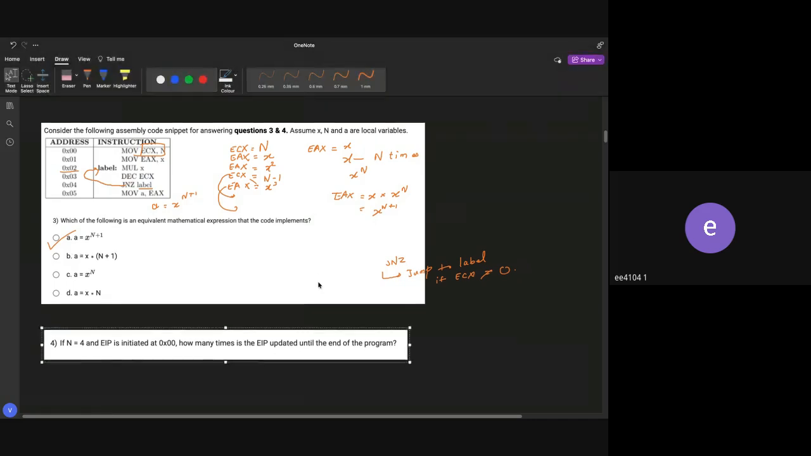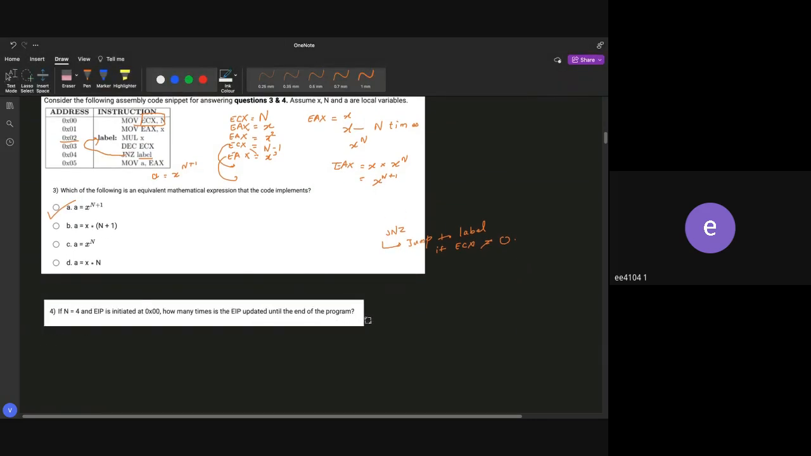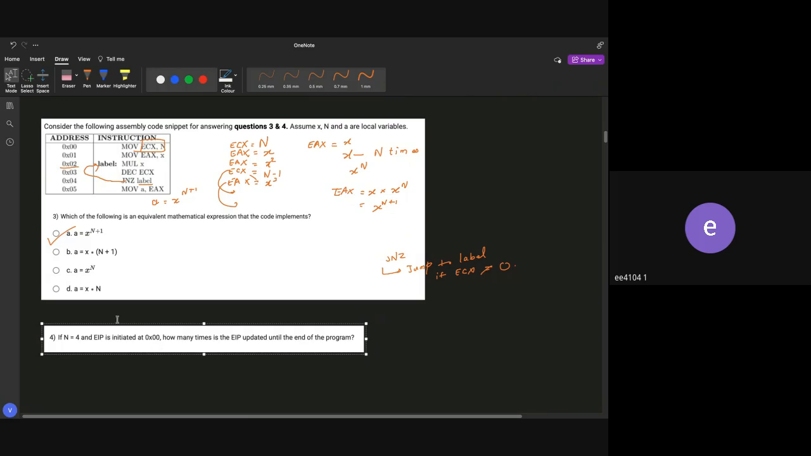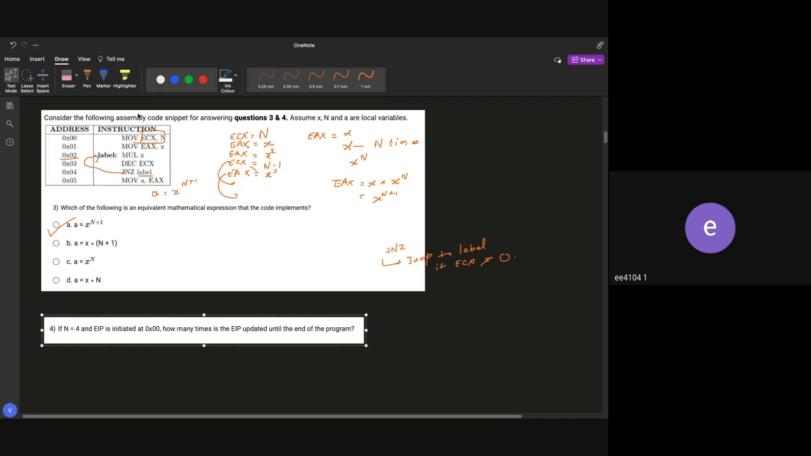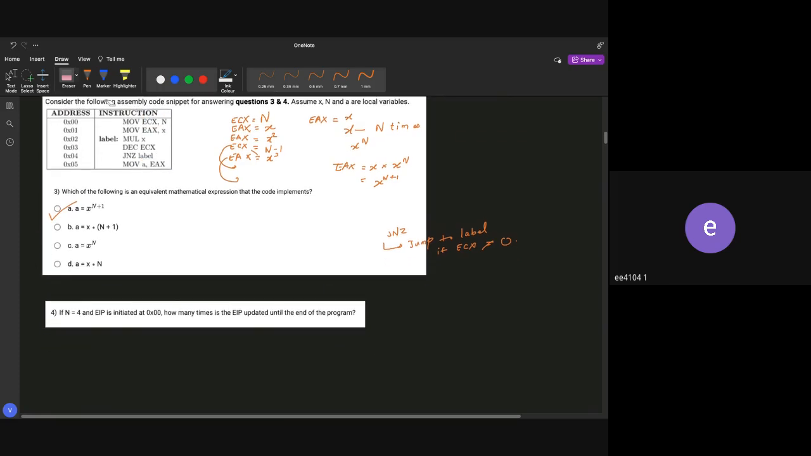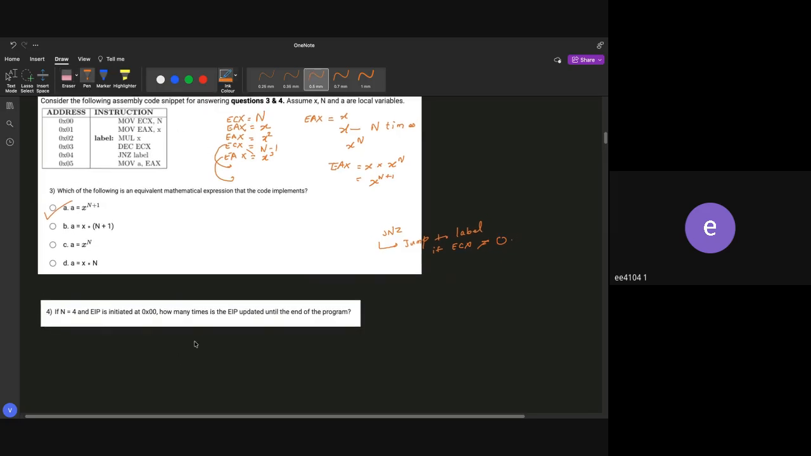Okay, let's try to solve it. So earlier we had this variable n, now we have the value for this n, which is 4. So we'll try to do this instruction one by one, okay? So just give me a second. Okay, so first it will perform the first instruction, which is there in the 00 address. So it will run one time, then the second instruction will be performed, right?